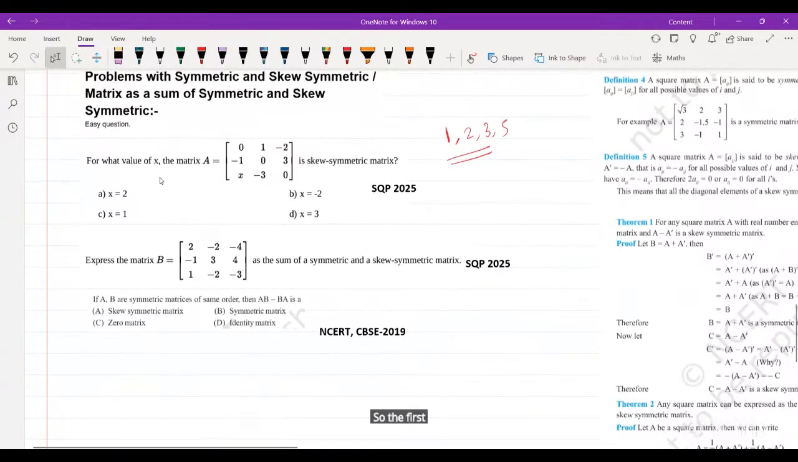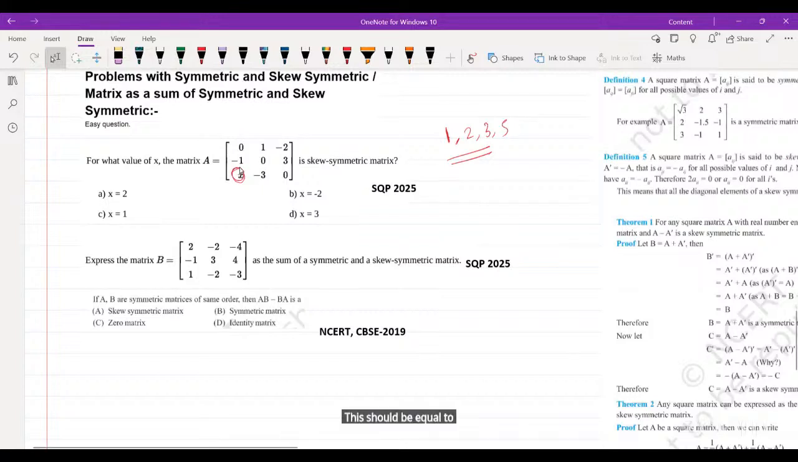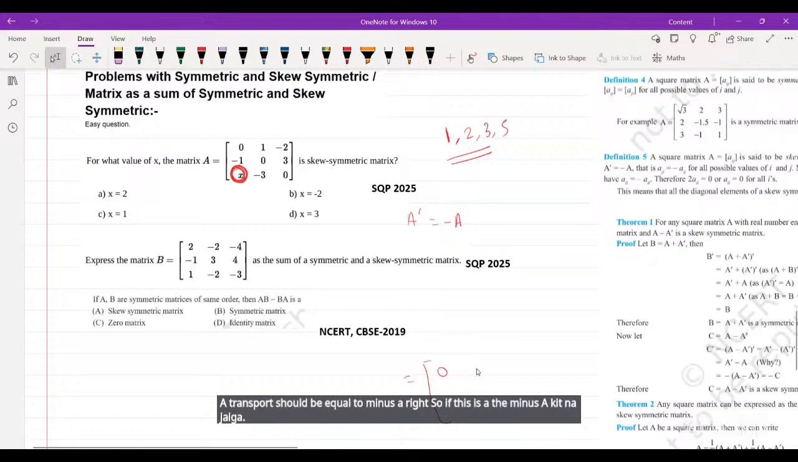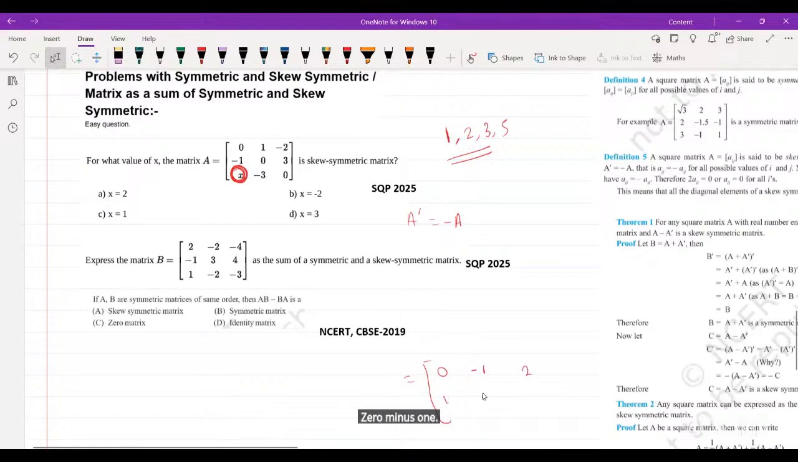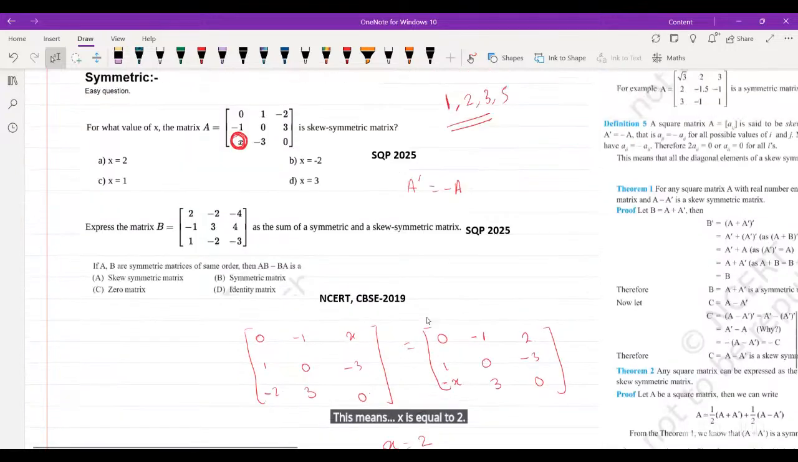Let's see. So the first question is, for what value of x is this matrix a skew symmetric matrix? So take its transpose and check. A transpose should be equal to minus A, right? So if this is A, then minus A will be 0, minus 1, 2, 1, 0, minus 3, minus x, 3, 0. And here take A transpose: 0, 1, minus 2, minus 1, x, 0, 3, minus 3, 0. This means x is equal to 2. So therefore option A.